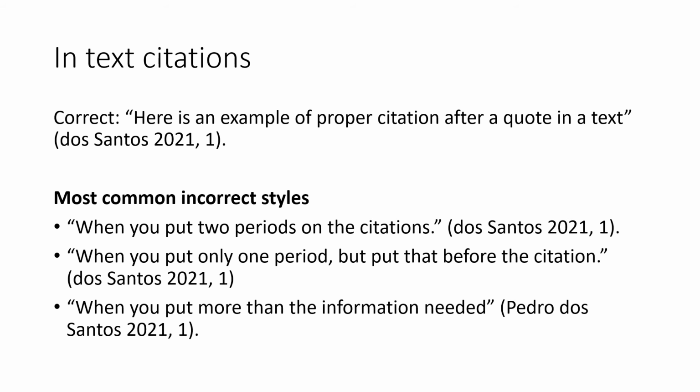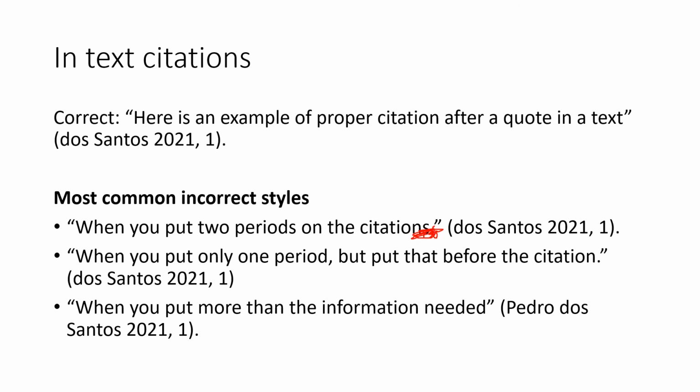This is for Chicago author date specifically, but this tends to work across MLA, APA, and different styles as well. Here are some of the most common incorrect ones that I see quite a bit. First one is when you put two periods on a citation. You put a period when the citation ends, then you give me the proper citation formatting in parentheses, and then you put another period. You don't need this period. This period doesn't need to be here.